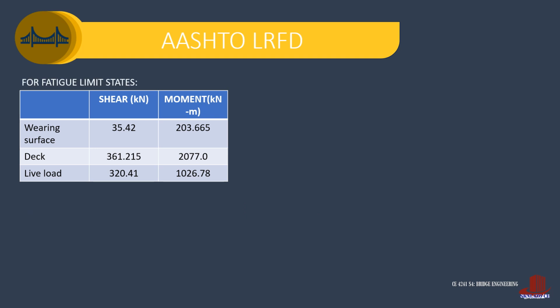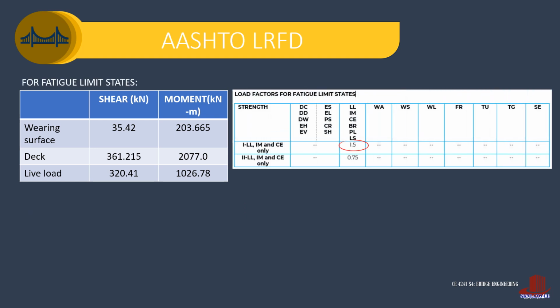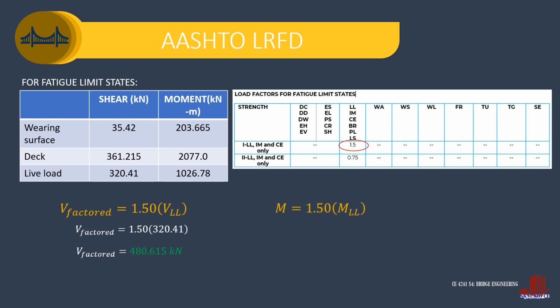The fatigue limit state disregards dead loads and uses the factor of 1.5 for live load. The shear is then 1.5 times 320.41, resulting to 480.615 kilonewtons. The moment is factored as 1.5 times 1026.78 or 1540.17 kilonewton meter.